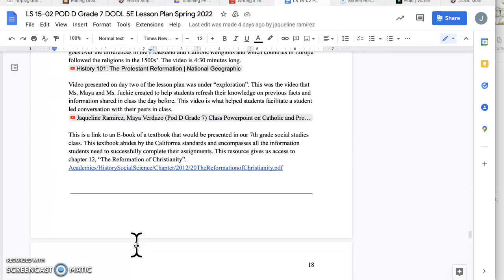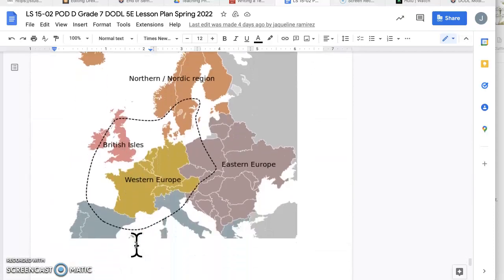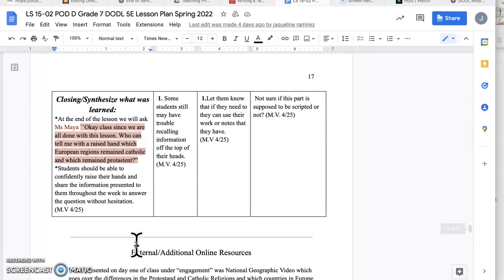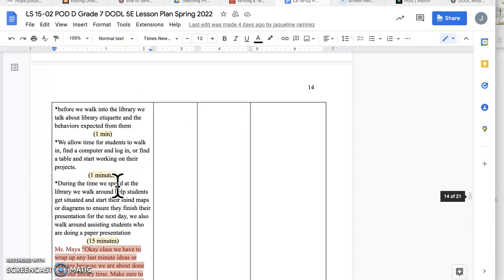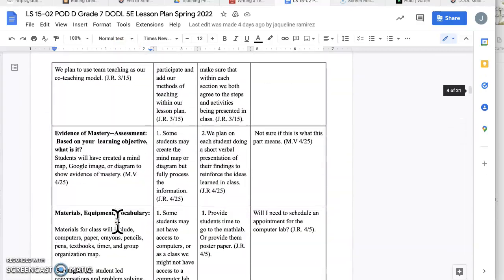Here are some external online sources. We added some pictures of what we would like the products to look like. One of the hardest ones that we had a hard time making or deciding is the closing synthesized sentence. So this was what gave us a hard time. But other than that, I had a lot of fun creating the 5E, specifically engagement.